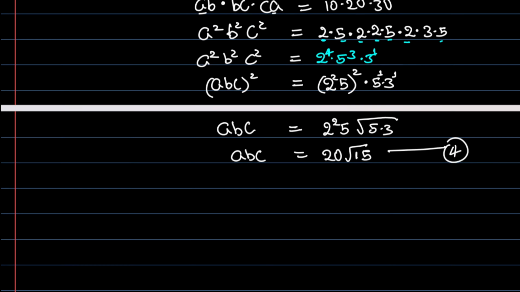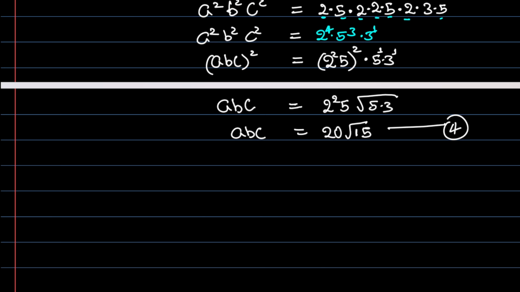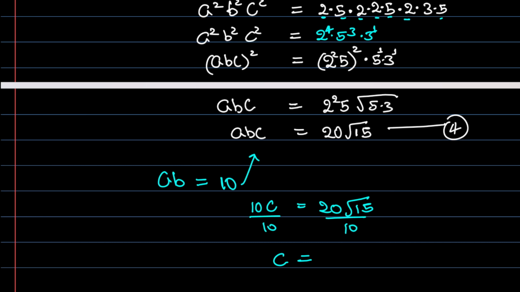Now we are given that AB is equal to 10. So from this, when we put this in our 4, we get 10C is equal to 20 root 15, or dividing both sides by 10, we get C is equal to 2 root 15.